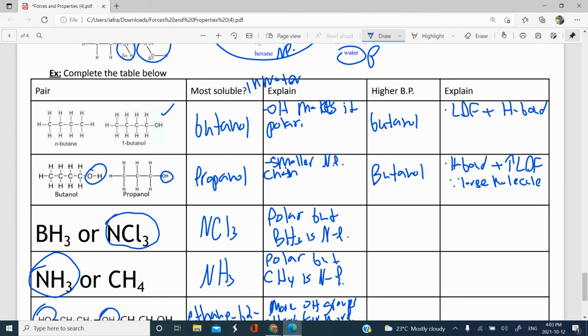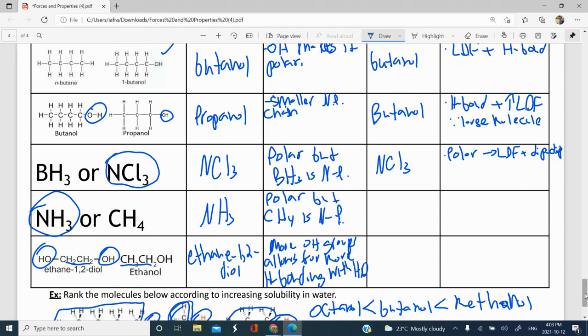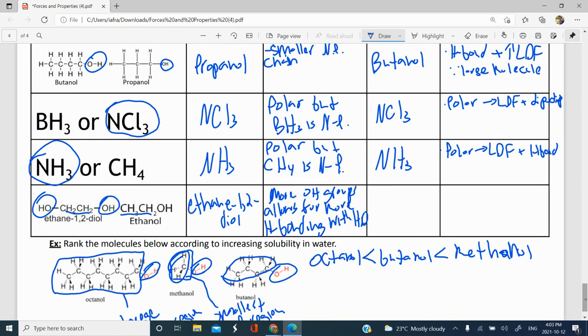Between NCl3 and BH3, well, NCl3, and that's because it is polar, so it does LDF plus dipole-dipole, and it does a lot more LDF because it's a bigger molecule. But the dipole-dipole is the main reason. Between NH3 and CH4, higher boiling point, NH3. It's polar, and it does LDF plus H bond, but the CH4 doesn't do H bond, it just does LDF. And for the boiling points between ethane 1,2-diol and ethanol, I'm going to go again with ethane 1,2-diol. That's because, yes, it can do LDF, plus it can do more hydrogen bonding since it has 2 OHs.